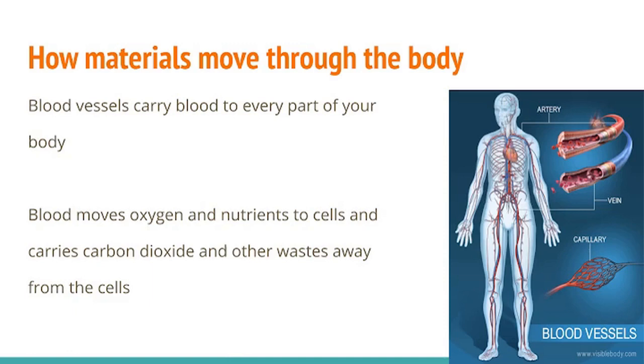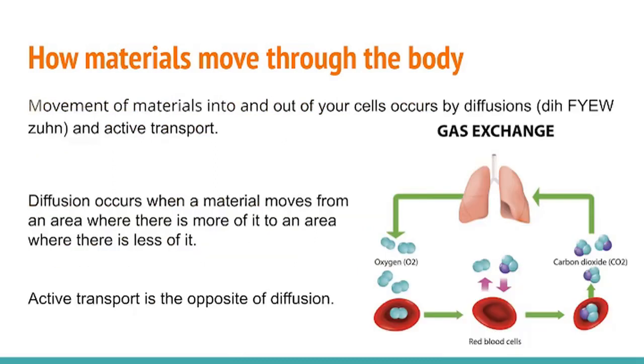Diffusion is considered moving a substance from an area of greater concentration to an area of lower concentration. For example, oxygenated blood has a lot of oxygen, but the body cells have an abundance of carbon dioxide. So the oxygen is left and the carbon dioxide is picked up. Active transport is the opposite of diffusion. Active transport requires energy from the cells to move substances across the cell membrane.